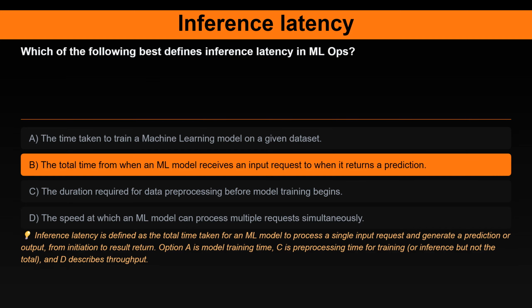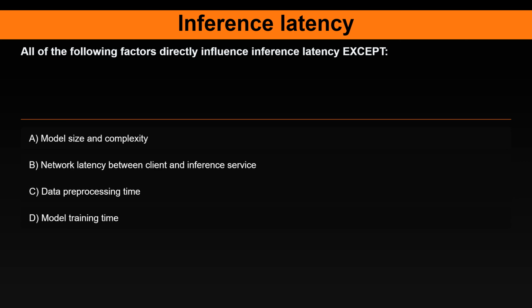The correct answer is the total time from when an ML model receives an input request to when it returns a prediction. Here's the explanation. Inference latency is defined as the total time taken for an ML model to process a single input request and generate a prediction or output, from initiation to result return. Option A is model training time, C is pre-processing time for training, or inference but not the total, and D describes throughput.